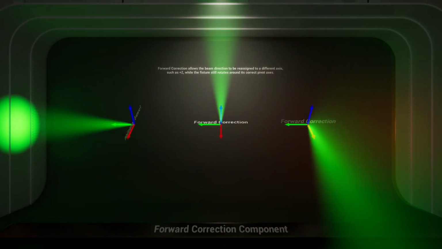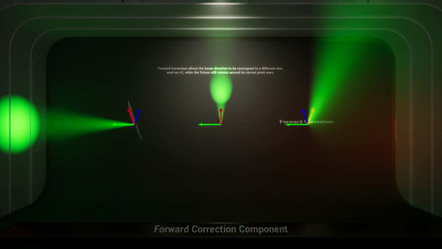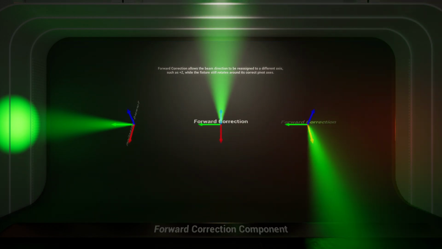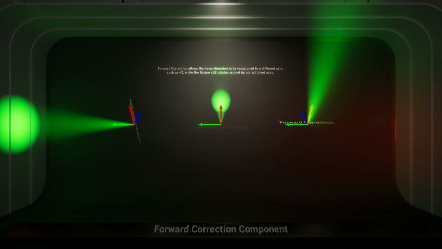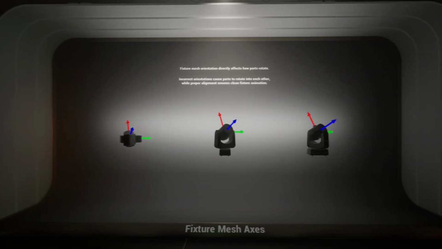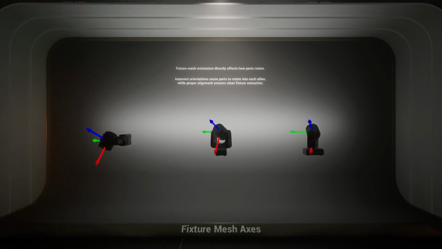Forward correction lets the beam originate from a different axis, while rotations still follow the fixture's pivot axes. Fixture mesh orientation directly affects how parts rotate. If the base, yoke, and head are imported with incorrect axes, their movements break. The yoke may rotate into the base, or the head into the yoke. Proper axis alignment when importing the mesh ensures each part moves correctly.